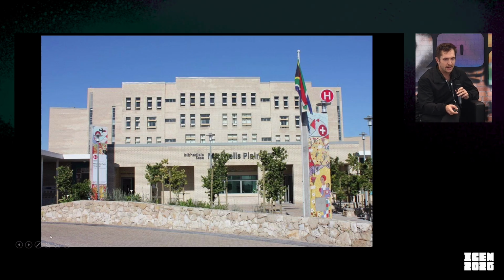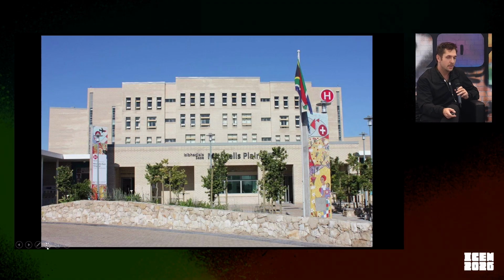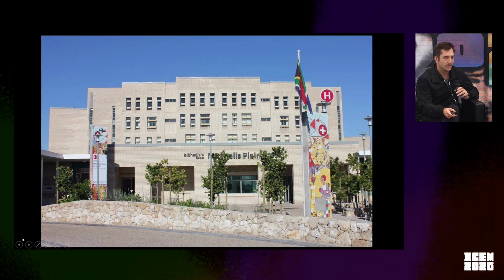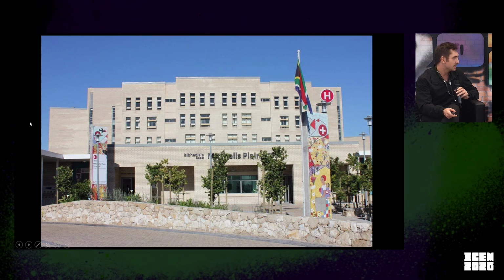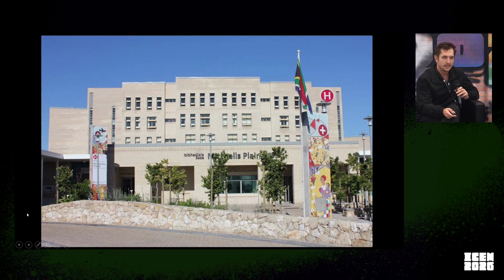So this is the hospital that I work at. This is Mitchell's Plain District Hospital in the Cape Flats in South Africa. It's a very impoverished community. There is a lot of trauma, but that is actually not the majority of what we see in the emergency department. We see all undifferentiated patients, medicine to trauma to obs and gynae, peds, you name it. And on average, I would say we see about 150 patients per day.